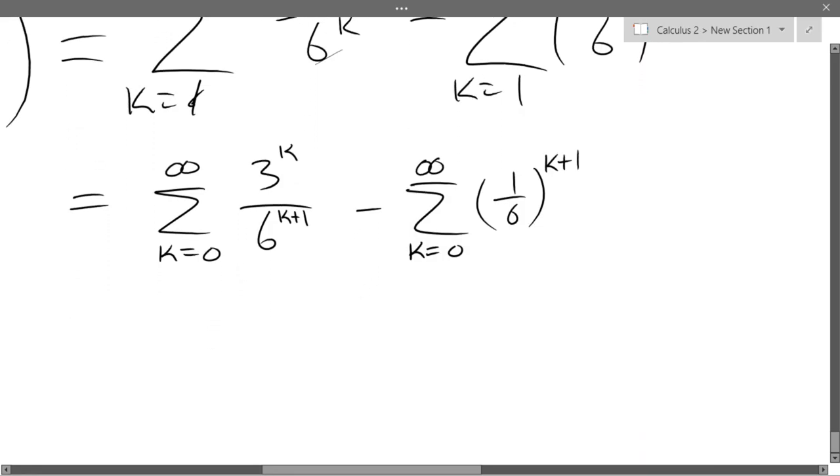So take a minute right now and see if you can figure out what value each of these series is going to converge to. And here's the first step, if you're struggling to see the first step on the first series. 6 to the k plus 1 is 6 to the first times 6 to the k. So I just broke one of the 6s out of that multiplication.